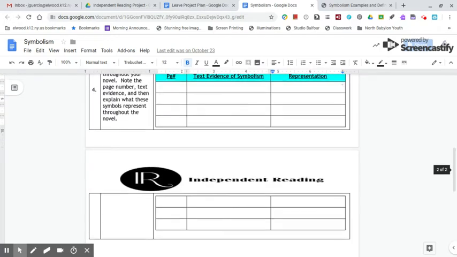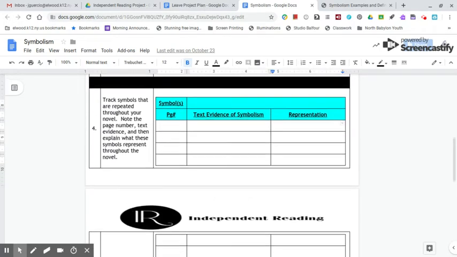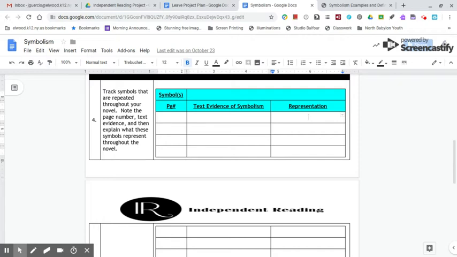So that is your in-class work number 4. As soon as you get into class, you should know what symbols are. You're getting going right away. That's how you're starting the day.